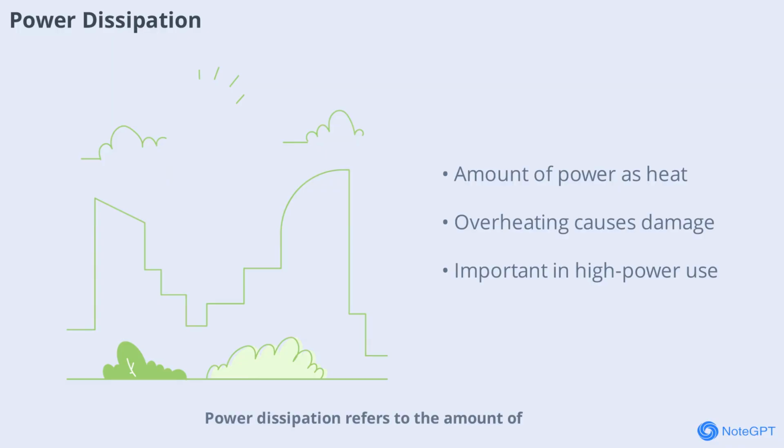Power dissipation refers to the amount of power a diode can safely convert to heat. If a diode dissipates too much power, it can overheat and become damaged. Proper heat management is essential, especially in high-power applications.